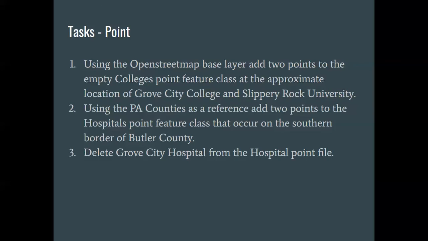Then we're going to add, using the PA counties as a reference, 2 points to the hospitals feature class that occur along the southern border of Butler County. So we're going to make points be co-occurrent with a polygon feature's edge. And then lastly, just for the sake of argument, we're going to delete a point feature, and that's going to be the Grove City Hospital from the hospitals point file.